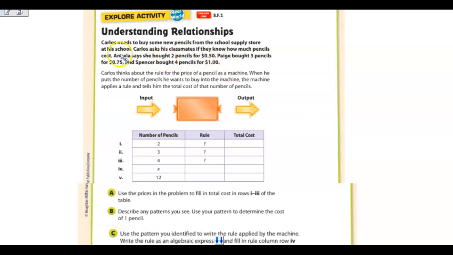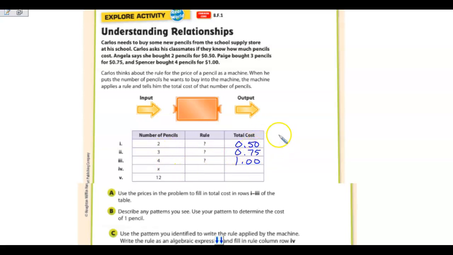So Angela said she bought 2 pencils for 50 cents. So 2 pencils for 50 cents. Paige bought 3 pencils for 75 cents. So here's 3, and that was 75 cents. And then Spencer bought 4 for $1. So 4 was at $1.